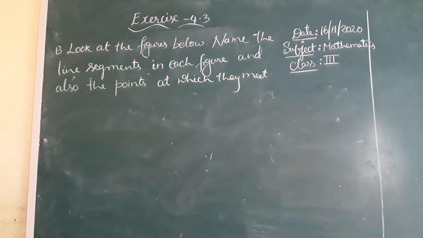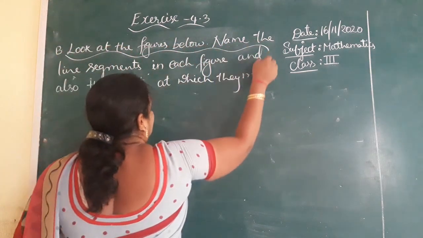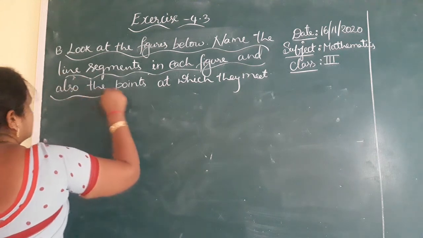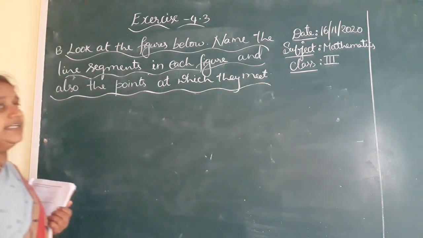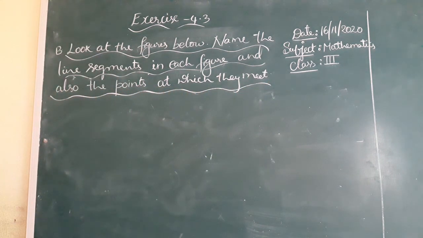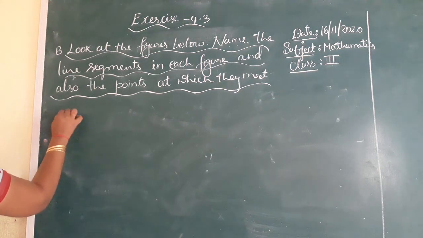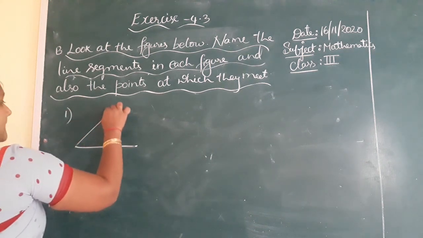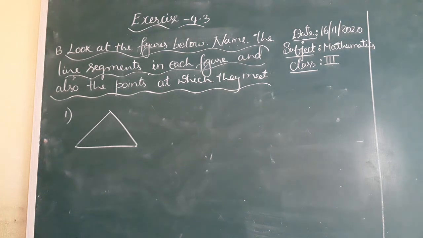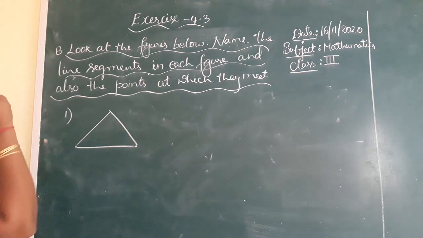Okay, what is the question they gave? Look at the figures below and name the line segments in each figure and also the points at which they meet. That means you have to say the corners. Corners means where two lines meet. That is called a corner. Yes? See the first figure. It is the triangle PQR.